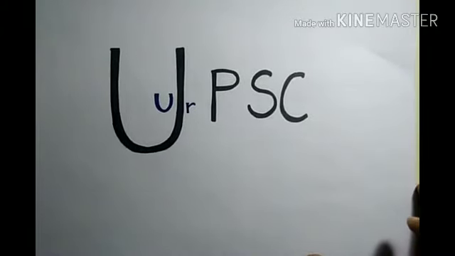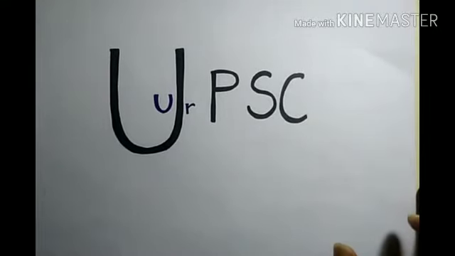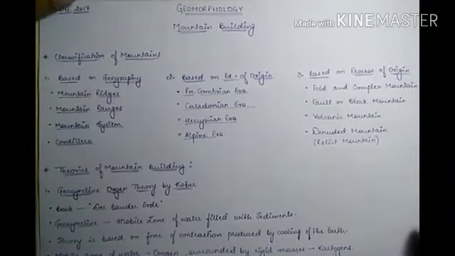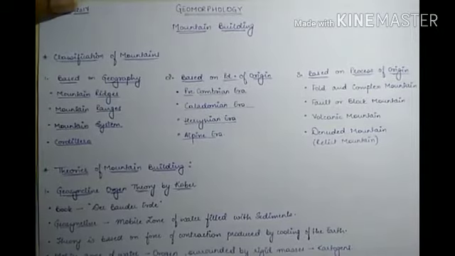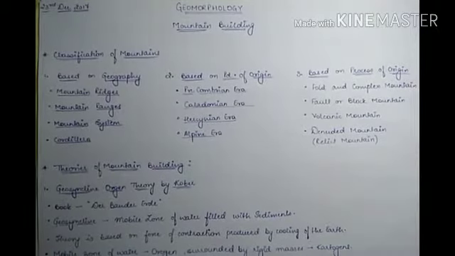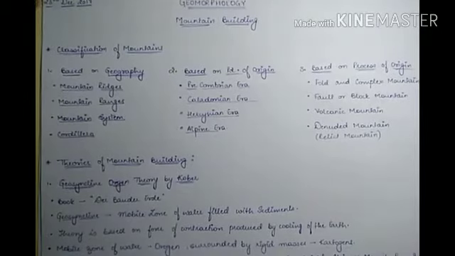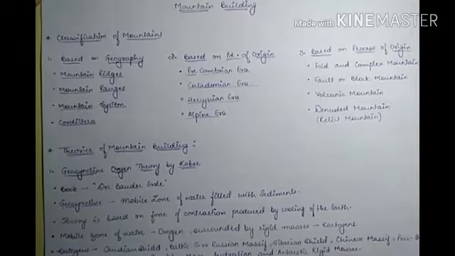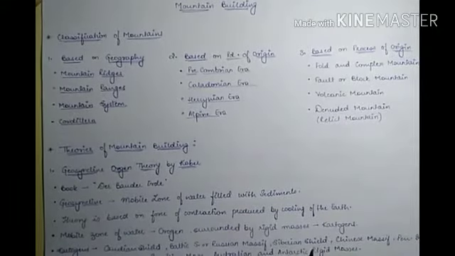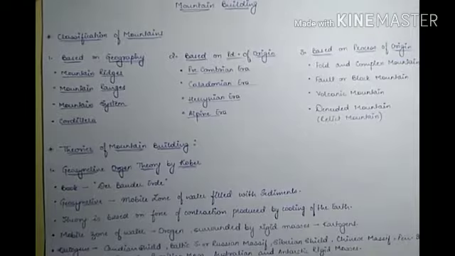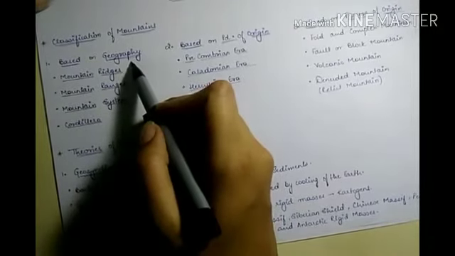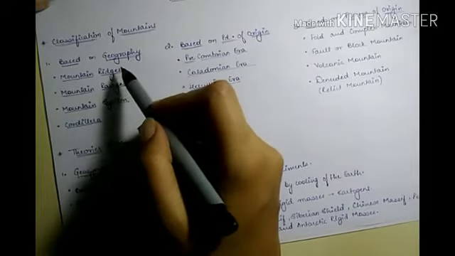So today we'll start with another topic of geomorphology, that is mountain building. So let's get started. Before studying the theories of mountain building, we should first classify our mountains. Classification of mountains is basically done on the basis of three characteristics. First is based on geography. On the basis of geography, we can classify mountains into four types.